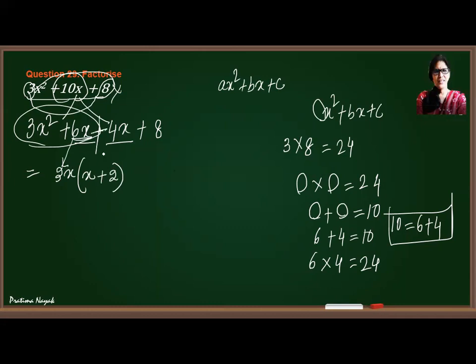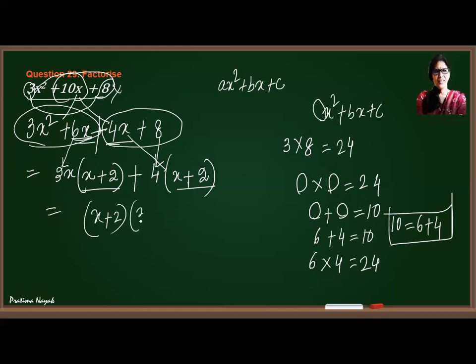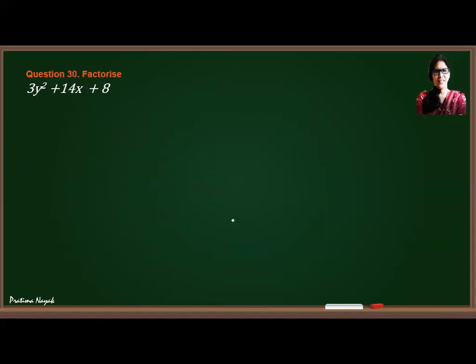Next, go for the sign. It is positive. Out of 4x and 8 you will take 4 common. What will be left? x will be left. Plus, out of 8 I have taken 4, how much will be left? 2 will be left. So again I'll take x plus 2 common. So how much will be the answer? Here 3x is left and here 4 is left. So the answer is 3x square plus 10x plus 8 is equal to x plus 2 multiplied by 3x plus 4. So this is the answer.